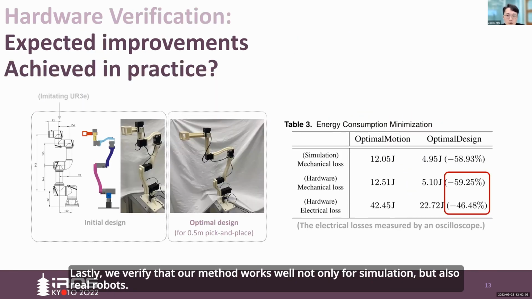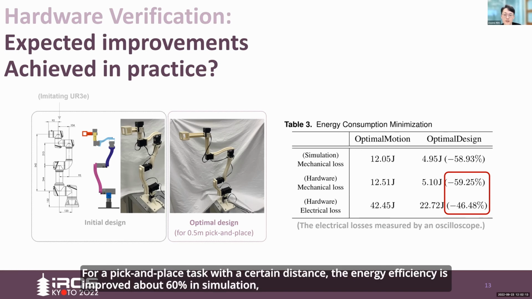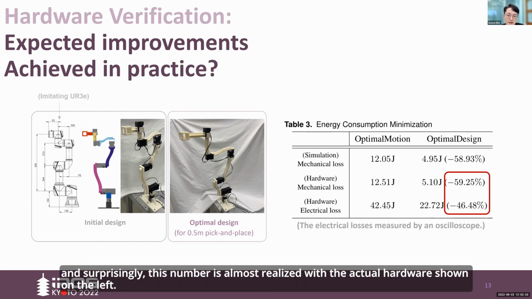Lastly, we verify that our method works well not only for simulation, but also for the real robots. For a pick-and-place task with a certain distance, the energy efficiency is improved about 60% in simulation. And surprisingly, this number is almost realized with the actual hardware shown on the left.